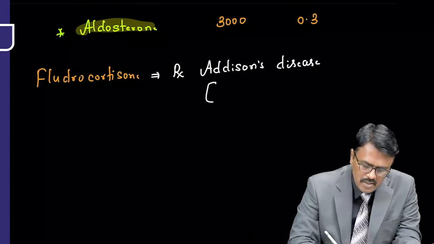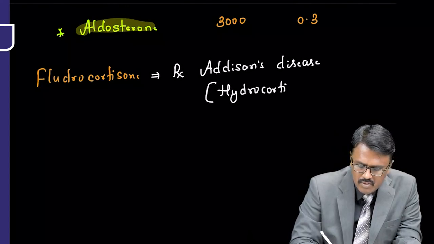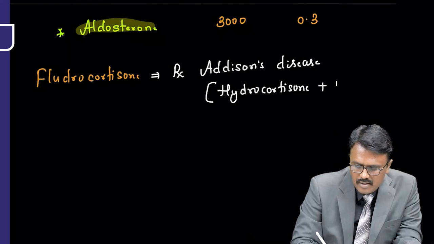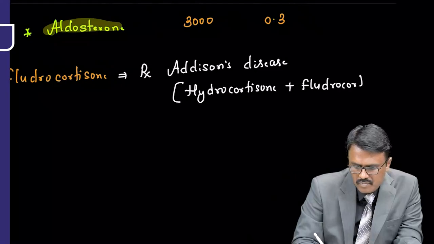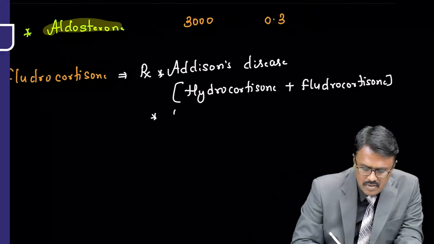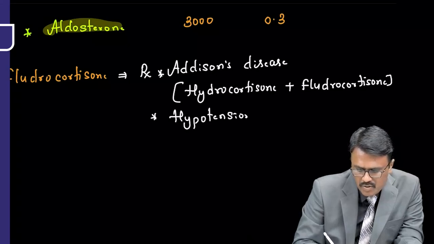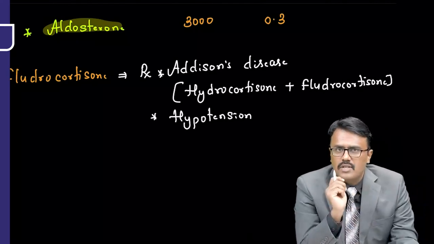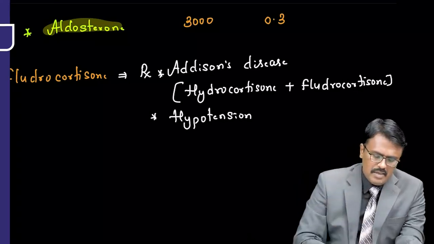So what we do is, along with hydrocortisone, we add the fludrocortisone in the management of Addison's disease. The second important use of the drug is in managing hypotension, because you know that these mineralocorticoids increase the BP. Right? So we understood the concept of mineralocorticoids.